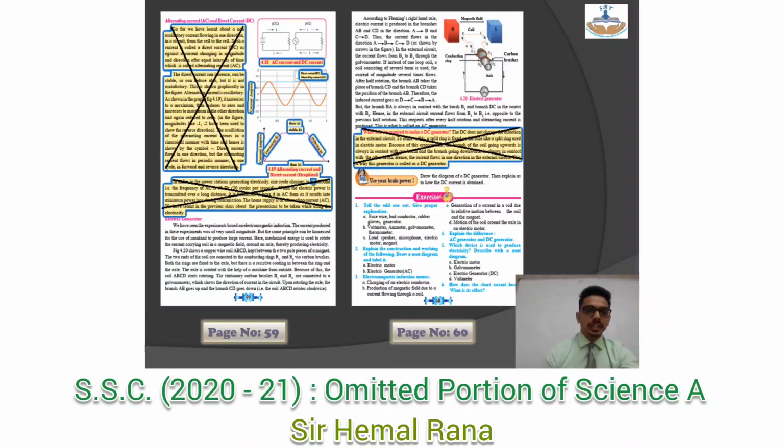On page 59, we do not have the first 2 paragraphs of AC and DC. The third paragraph is also removed from your portion. Come to page 60, the last part of your paragraph about your DC generator has been removed. Mind you, students, we still have use your brain part. Only the last question about your DC generator is there.